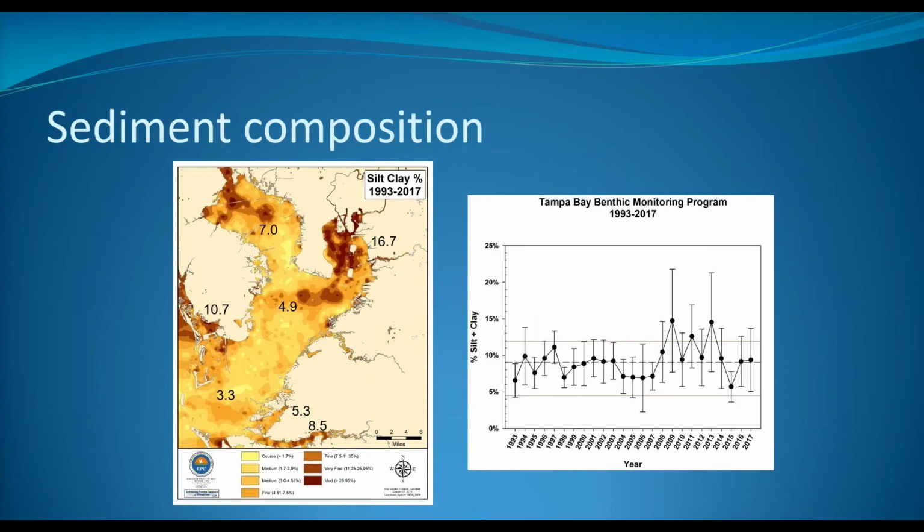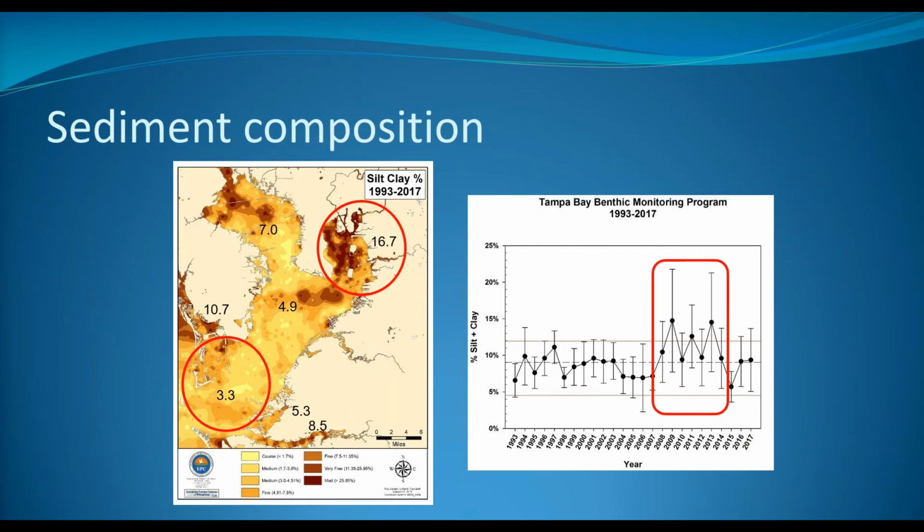We also do sampling for sediment composition, looking at the percent silt clay. Again, we see a gradient in the sediment composition bay-wide with siltier sediments, particularly up in Hillsborough Bay and around the shipping channels in the Port of Tampa, where we have a lot of silt deposition. And then we get coarser, sandier, and shellier sediments as you move further south in the bay towards Lower Tampa Bay.